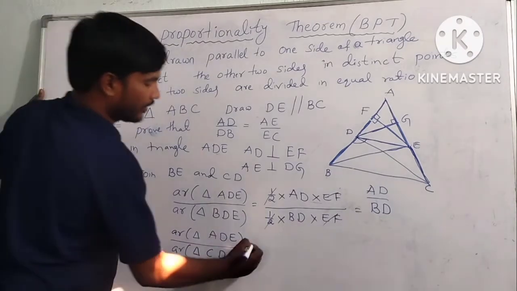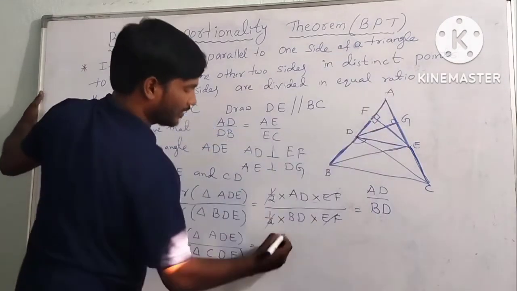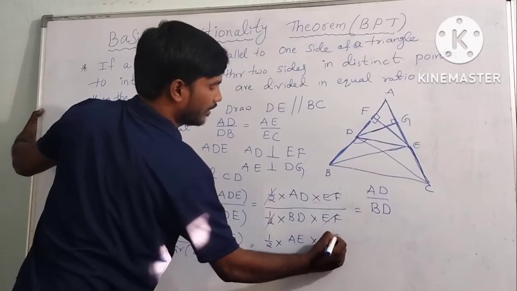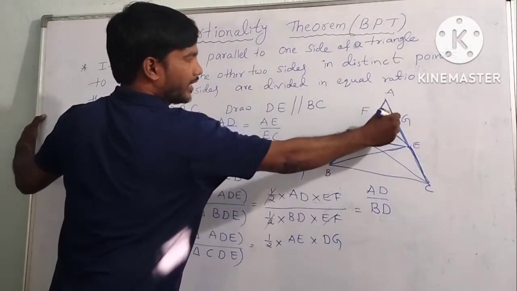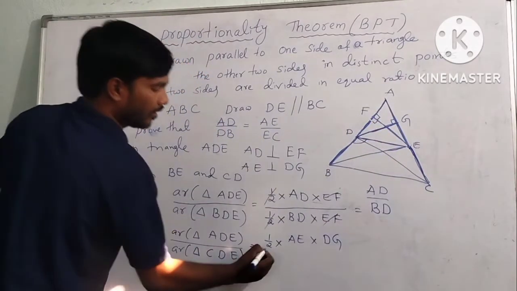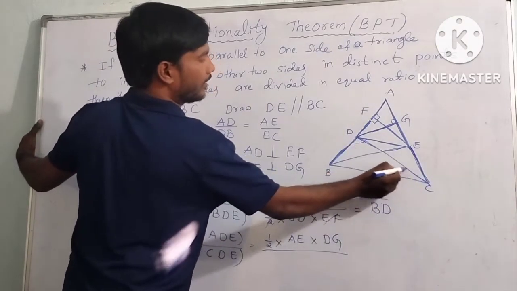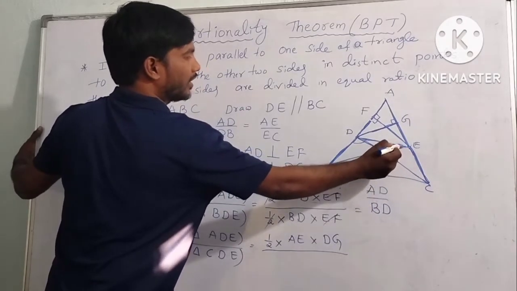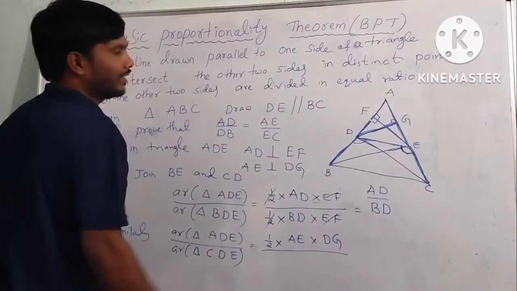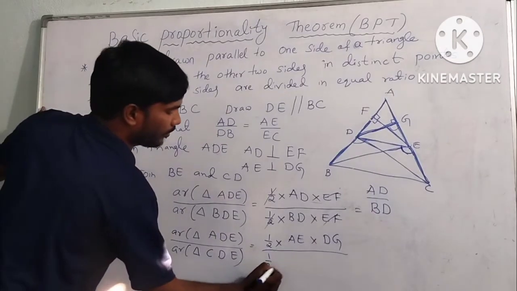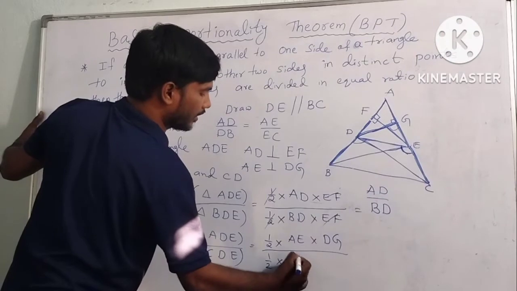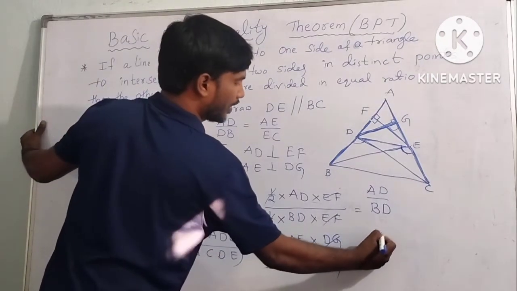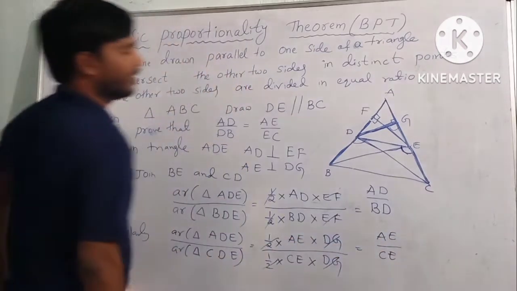Or CED. So in that, half into what is the base? Base AE into what is the height? DG. When the base is AE, then DG will become the height of triangle ADE. Now for triangle CDE, base is CE. What is the height of the triangle? Same, this one is also an obtuse triangle. The height of the triangle will exist outside of the triangle. Same height will become DG. So half into base CE into height DG. Now half cancels, DG cancels. What is the remaining one? AE by CE we got.